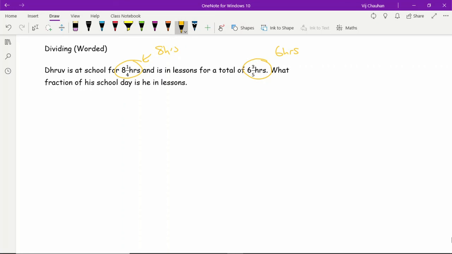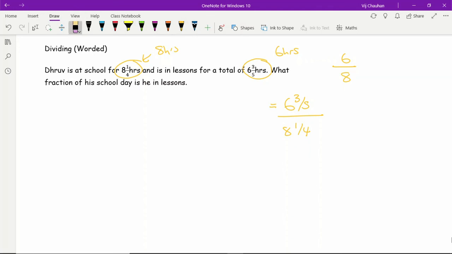So we want to write this as a fraction. Dhruv was in lessons for 6 out of 8 hours. So I'll be doing this fraction, which is 6 3/5 over 8 1/4.